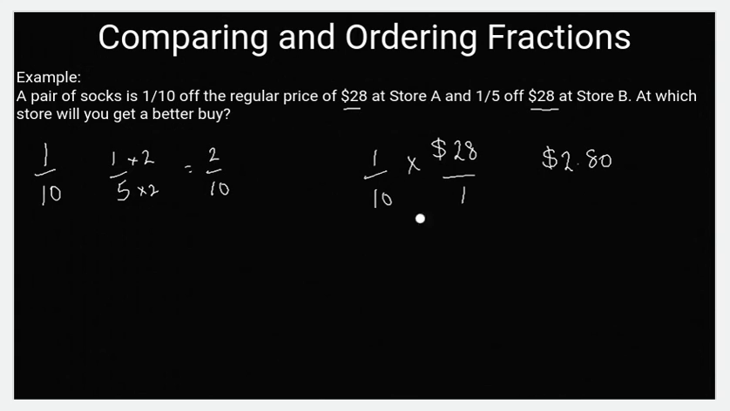$2.80, sorry. And 1 over 5. Okay, let's use the 2 over 10 this time around, since we already have it in that equivalent fraction. So we'll use 2 over 10 of $28. This will give you 56 over 10, that's 28 times 2.